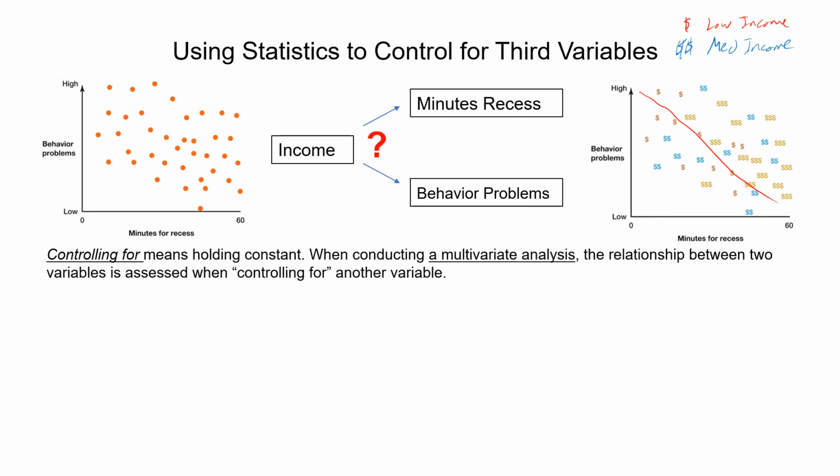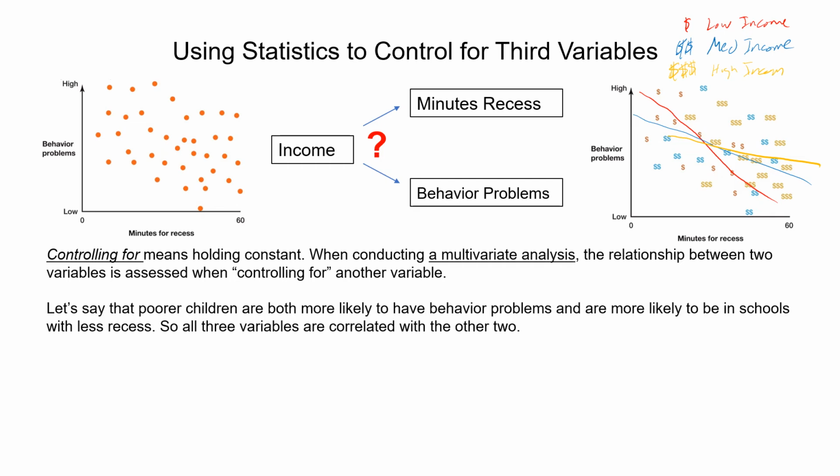Looking here, we've got somewhat of a relationship, but it's a weaker relationship. Let's go now to orange, and we've got three dollar signs here. We've got high income. And we look here, and there looks to be a relationship, but it looks to be weaker. Maybe I could have put that at a steeper incline. But the point is when we look at this, we see that there's actually an effect of income on this relationship between behavioral problems and minutes of recess.